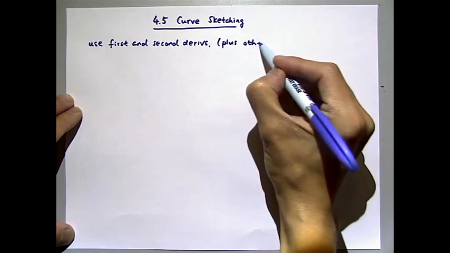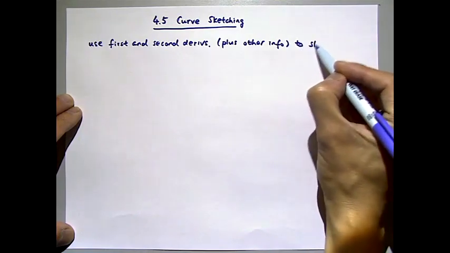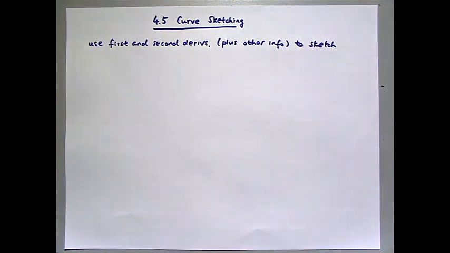Plus other information to sketch. And it's actually a very, very good way to review everything we have seen so far. The first derivative test, the second test, and the shape and all that stuff.